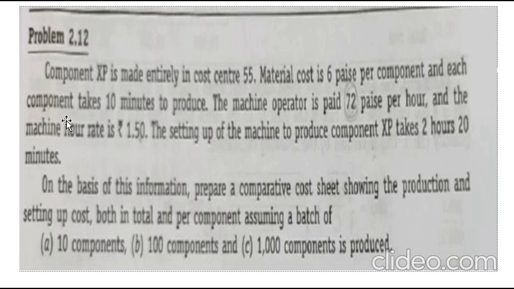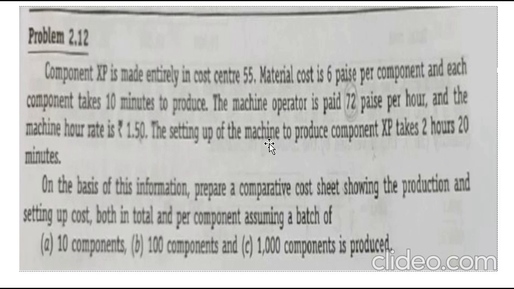Might be oil charges for the machine, machine employees, cleaning of the machine, or the electricity bill for that machine, depending on how many hours it is run. So those expenses come under the machine hour rate. So based on the hour, the other expenses is rupees 1.50.